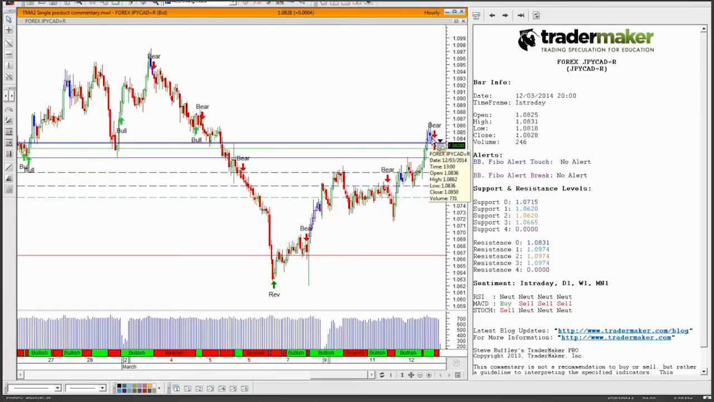So we've got bears creeping back into the market. So realistically, if we can't turn green and get the market to push back up, then this market is going to go down.